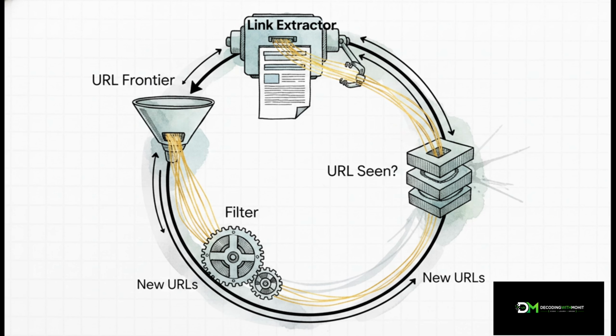And if a URL is totally new to us, it gets sent all the way back to the beginning, right into our main to-do list, the URL frontier. And that right there is the magic. It's the self-perpetuating cycle that lets this thing just go and explore the web all on its own.